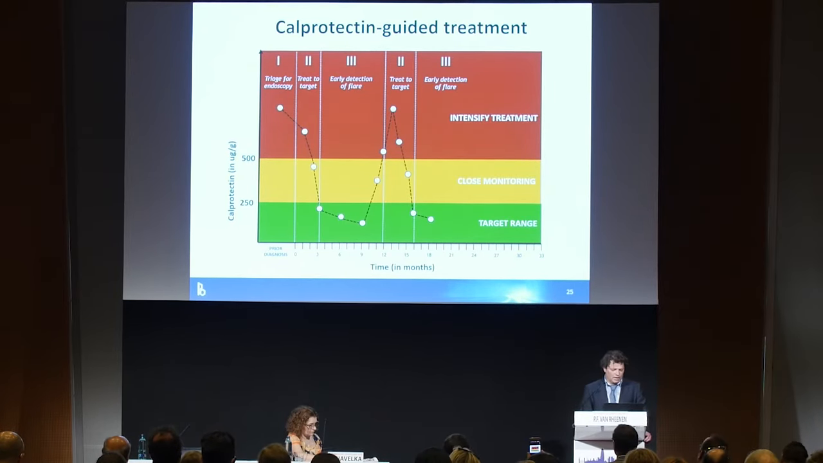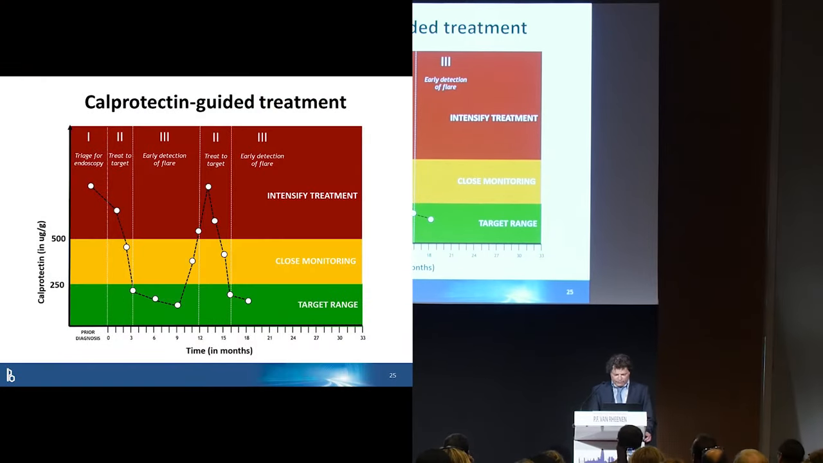Now here's an example of how monitoring works in patients with IBD. In the first stage, which is shown here on the left side, this is the moment that we use the test for triaging for endoscopy. So we should have results in the red area before we diagnose a patient as IBD. And then we start treating the patient with anti-inflammatory drugs. And what you would like to see is a decrease in the concentration of calprotectin up to the target range, the green range.